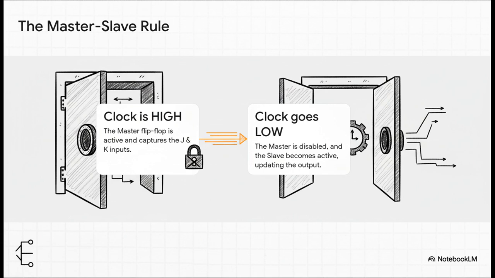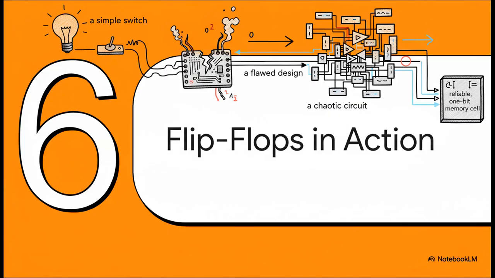Then, when the clock signal goes low, that first door slams shut, locking the master's decision in place. Only then does the second door open, letting the slave flip-flop copy what the master decided and update the final output. This makes sure the output can only change exactly once per clock cycle. It completely stops the race-around condition dead in its tracks. So, what a journey, right? We've gone from a simple switch to a flawed design to a chaotic circuit, and finally, to a rock-solid, reliable 1-bit memory cell. Now, let's talk about why this whole journey actually matters so much.